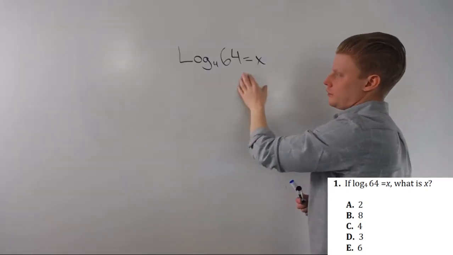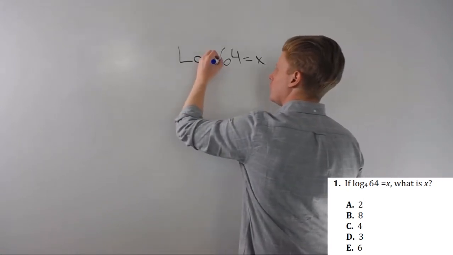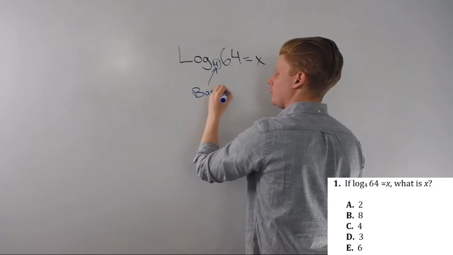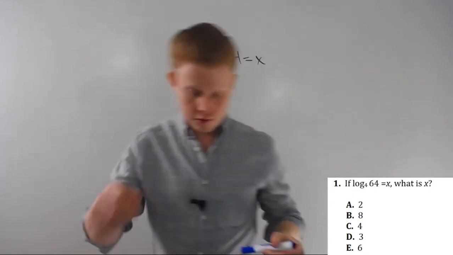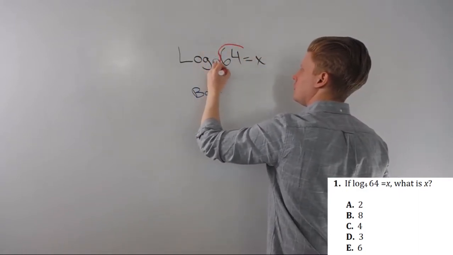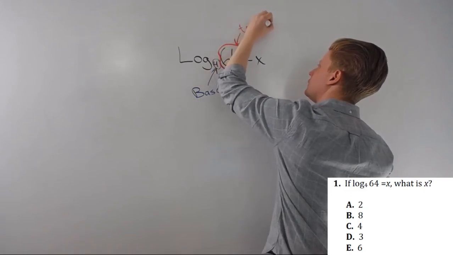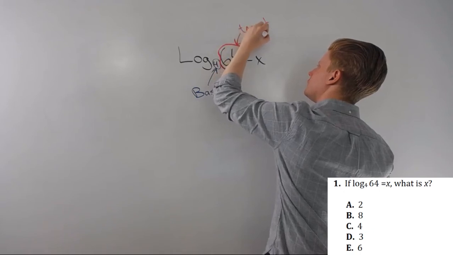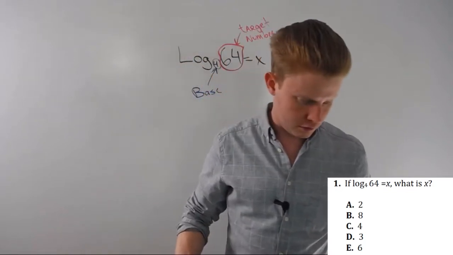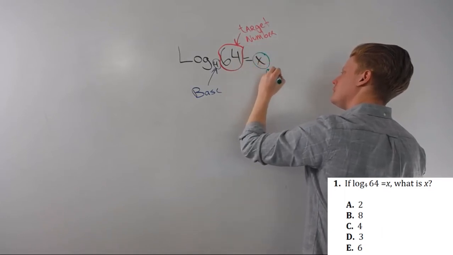They're asking you to solve this log. Now, there's three parts to every log. 4 is your base. The little number at the bottom is your base. We'll go into what all these mean in a second. 64, I call this the target number. That's my own phrasing. Target number. And x is the exponent.